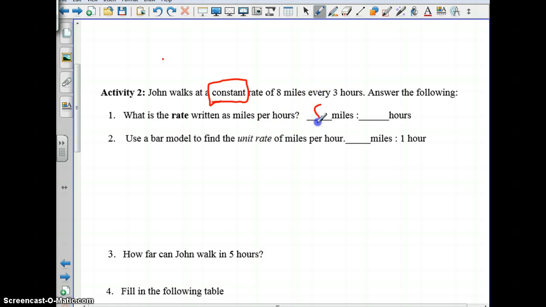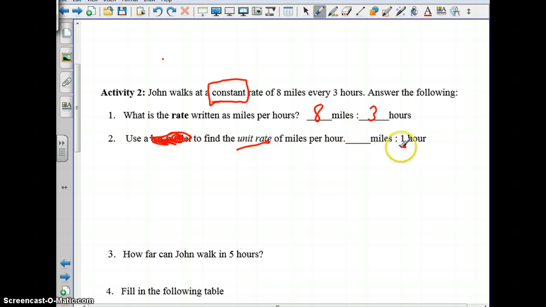So we have 8 miles per every 3 hours. Then it says use a bar model. We're not going to do that. I'm just going to show you what we did in class today. So basically it wants us to find the unit rate. How much for every 1?